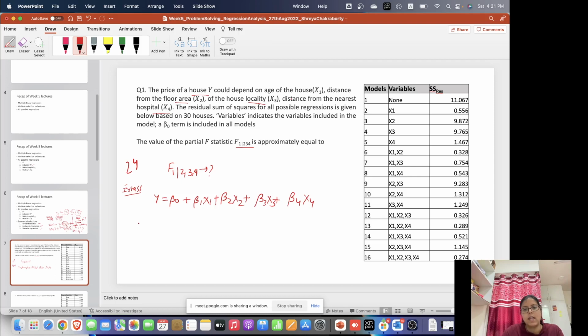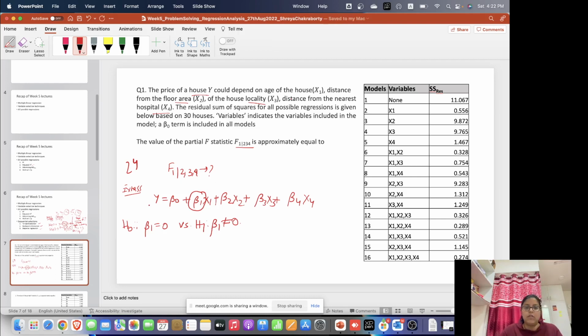So in this case, our null hypothesis would be to test the significance of x1 given that 2, 3 and 4 are already in the model. So we are interested in finding out the significance of this. So our H naught would be beta 1 equal to 0 versus H1 is beta 1 not equal to 0. This is the hypothesis that I am going to test, and the F statistic that will come from this hypothesis will be my F1 given 2, 3, 4.